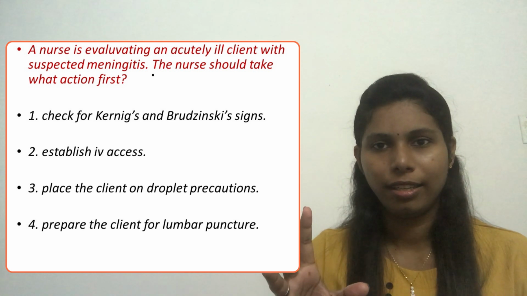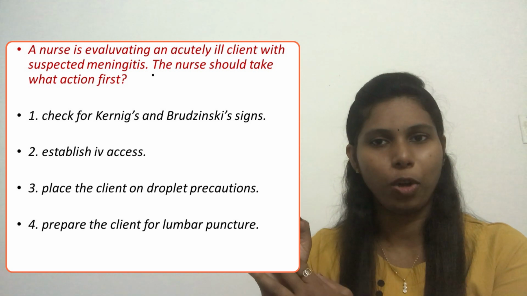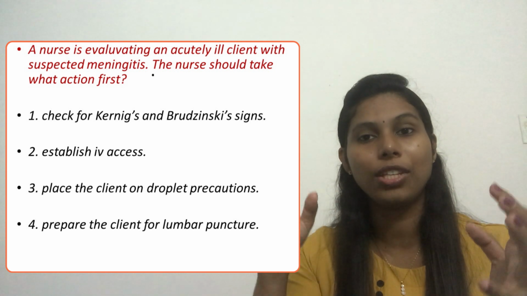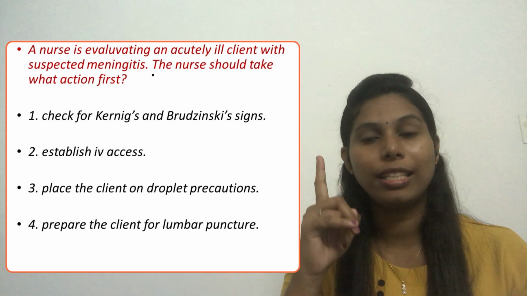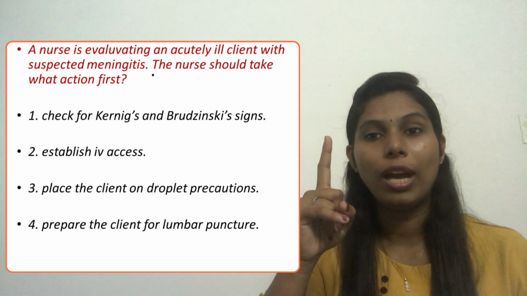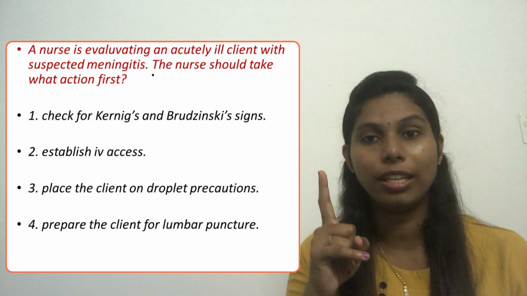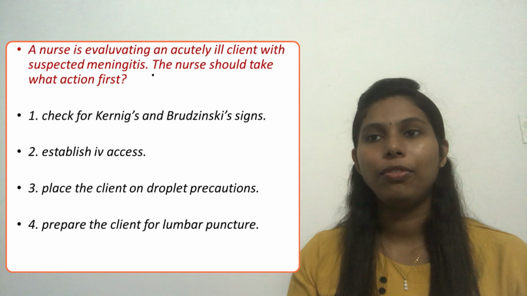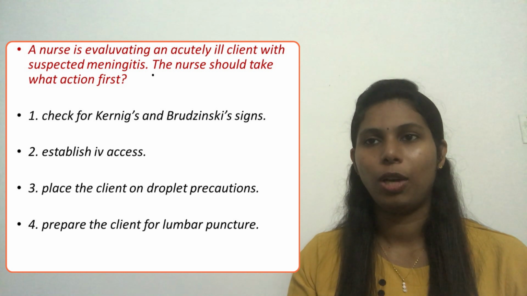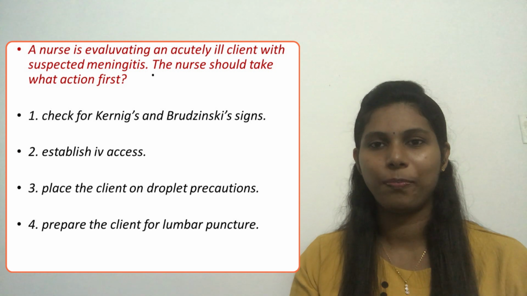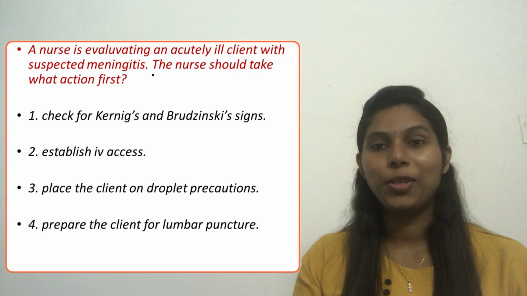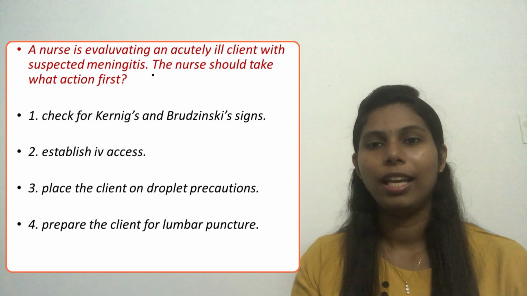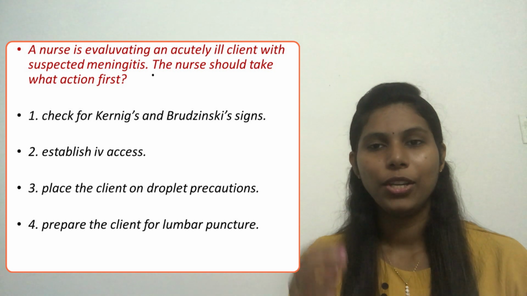I hope it's clear. Which means now we have four options. All four options might be correct interventions that have to be completed, but one is the intervention that should be done as an initial step, as an initial management. So we'll see the options. Option 1, check for Kernig's and Brudzinski's sign. Option 2, establish IV access. Option 3, place the client on droplet precautions. Option 4, prepare the client for lumbar puncture. So what do you think?